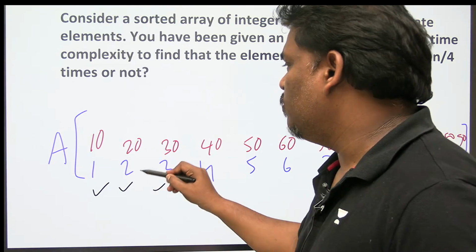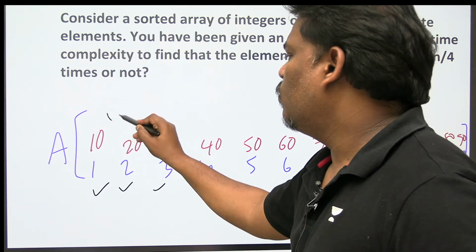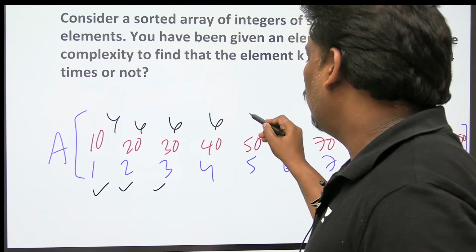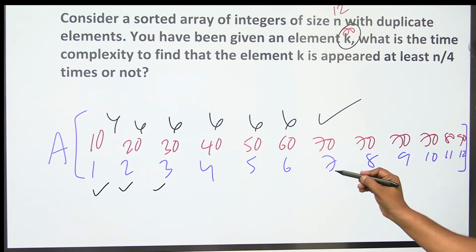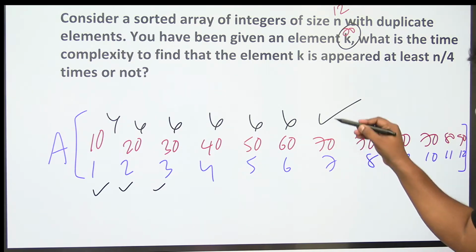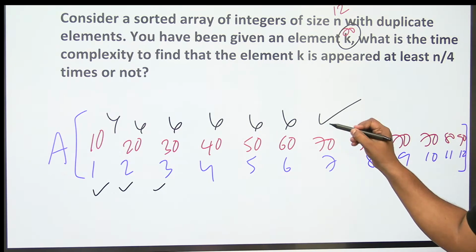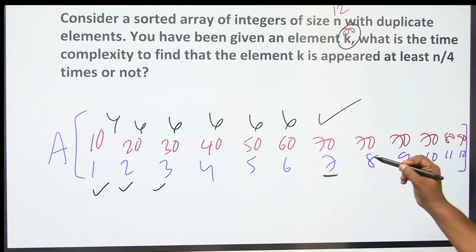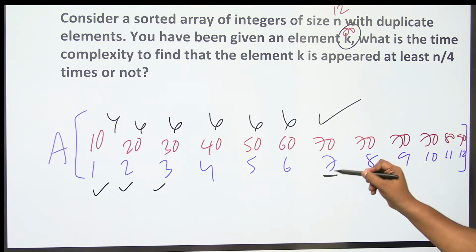No. Are you 70? No. Means are you k? Like that, check. Are you k? No, no, no, no, no. No. Yes. So from here onwards start counting. Are you k? Yes. So if you are k, can you help me now? The starting index of k is 7, right?